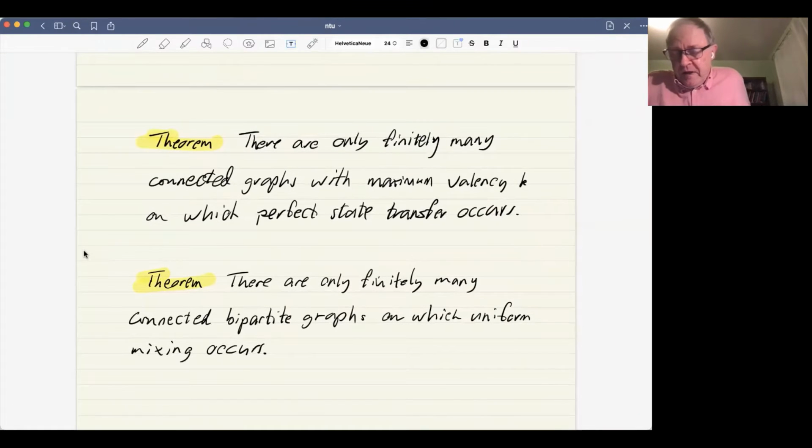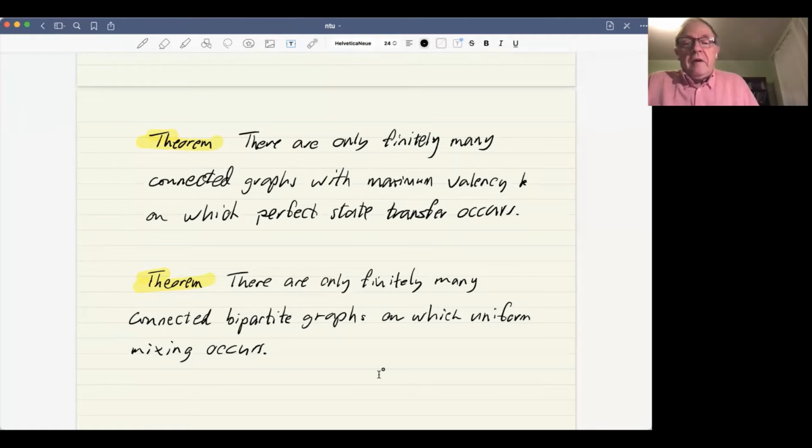It's bad news. It says that perfect state transfer is actually hard to come across. I proved there are only finitely many connected graphs with maximum valency k on which perfect state transfer occurs. For example, let's be lazy and take k to be 2. You're looking at paths, and so this tells you that there are only finitely many paths on which you get perfect state transfer. In fact, the only paths that admit perfect state transfer are the path on 2 vertices, as we've already seen, and the path on 3 vertices.